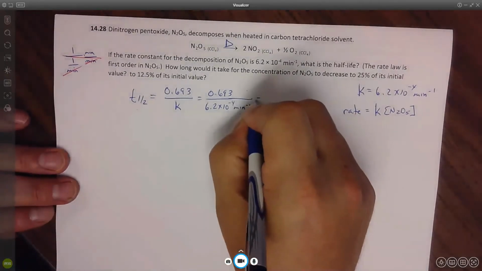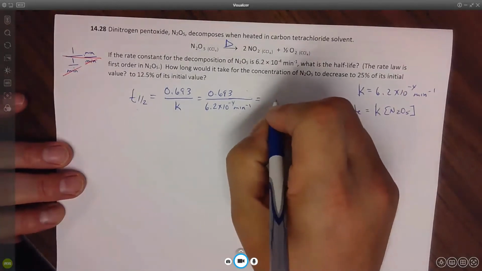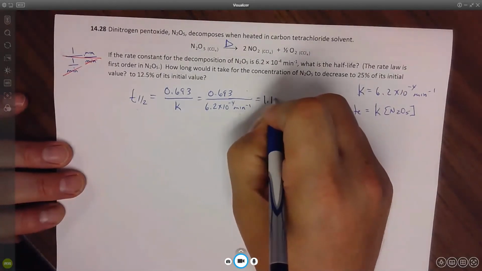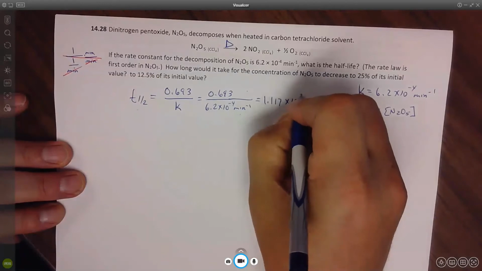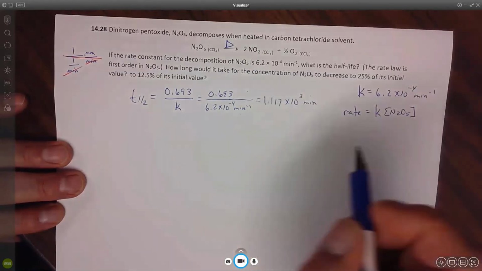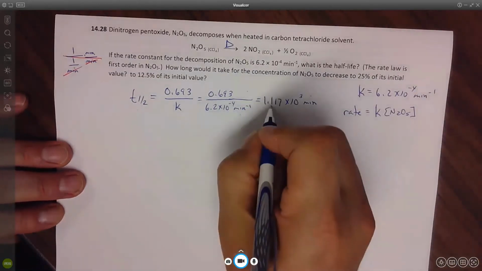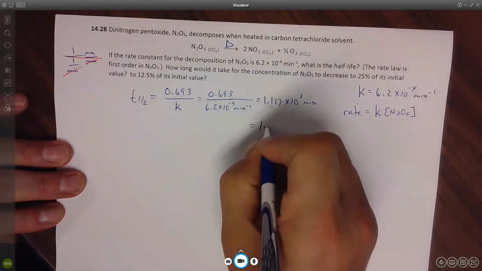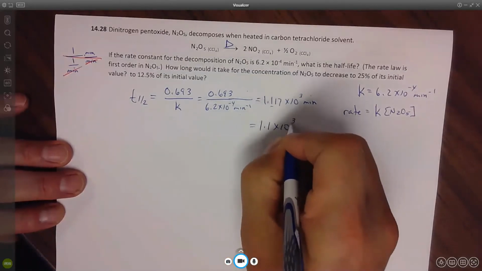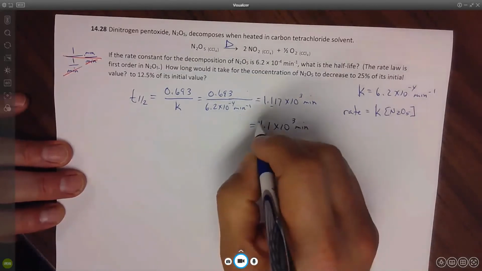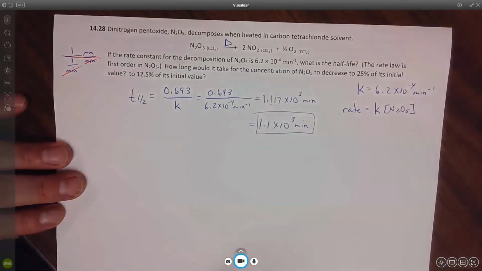Okay, so plug that into your calculator, and you're going to get 1.117 times 10 to the 3 minutes. This is 2 sig figs, so that would be equal to 1.1 times 10 to the 3rd minutes. So that would be the half-life.